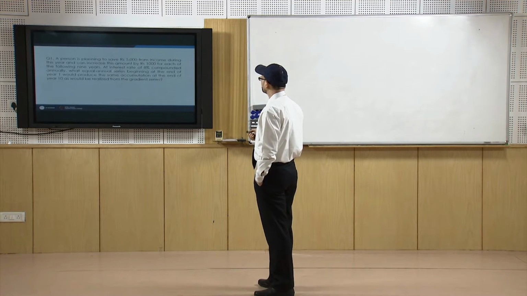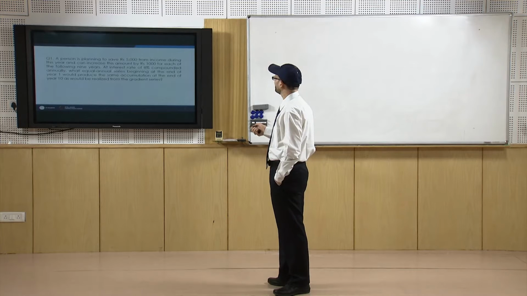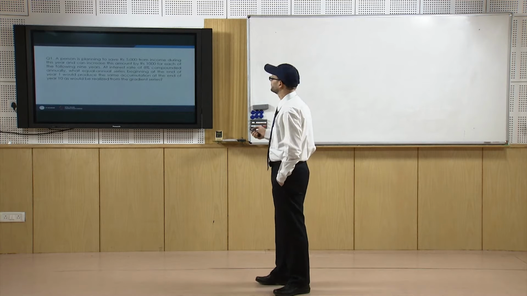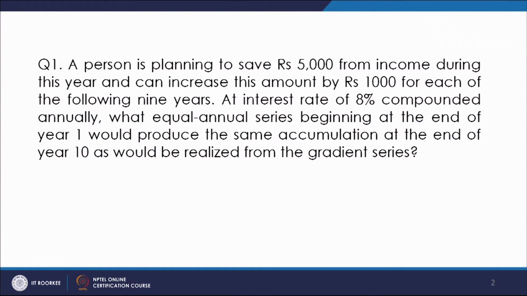A person is planning to save rupees 5,000 from his income during this year and can increase this amount by rupees 1,000 for each of the following 9 years. So, basically the time span is 10 years. First year he is saving 5,000 and from the next year onwards he is increasing this saving every year by 1,000 rupees. So, G is 1,000, this is the linear gradient amount. Interest rate is 8% compounded annually. What equal annual series beginning at the end of year 1 would produce the same accumulation at the end of year 10 as would be realized from the gradient series?